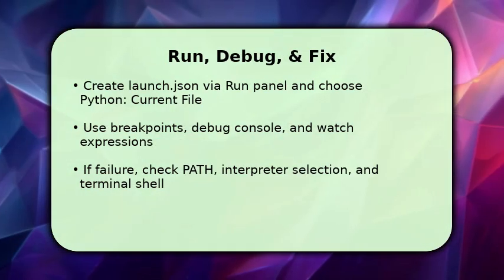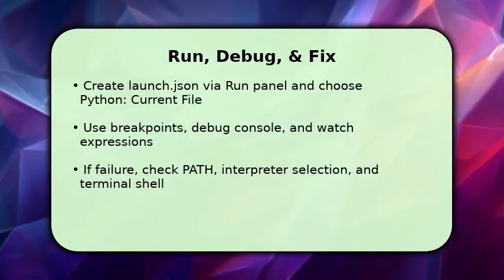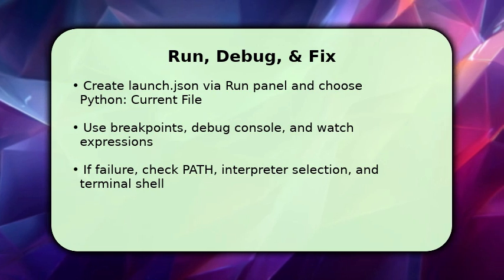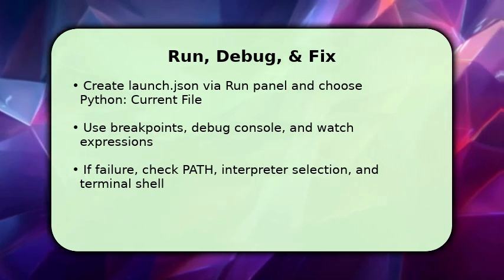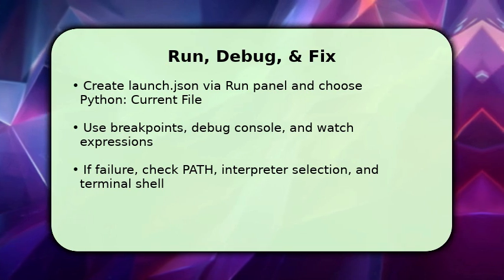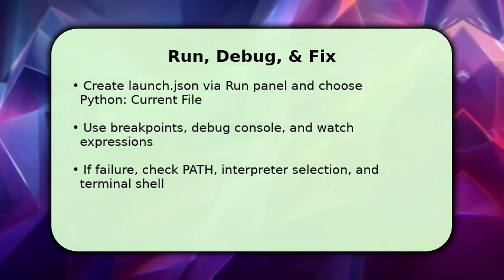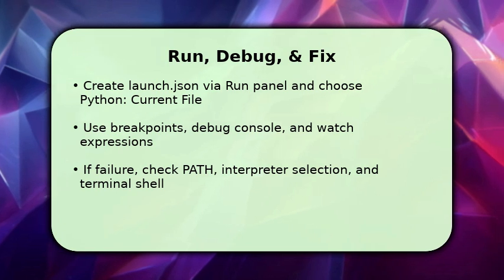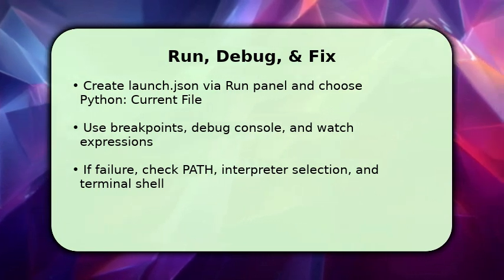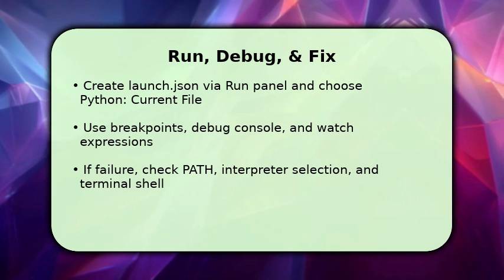You finalize by setting up debugging. Open Run View, create a launch.json using Python, current file, and add arguments if needed. Then run your script with the green play button or F5, use breakpoints and the debug console to inspect variables. Once done, integrate tasks and a pre-launch task for builds.